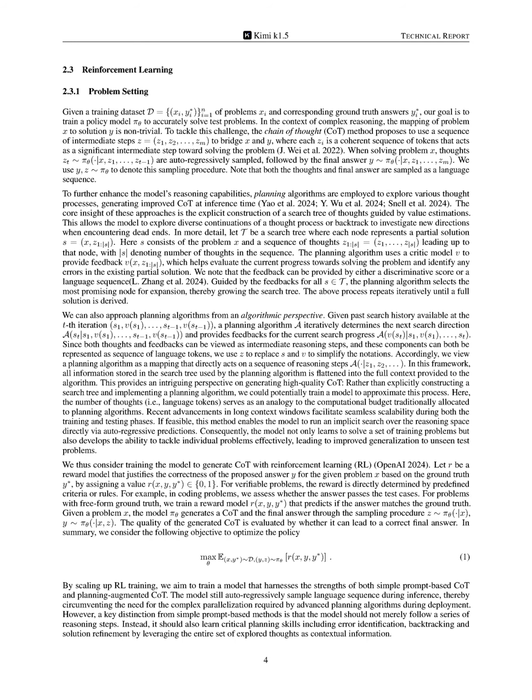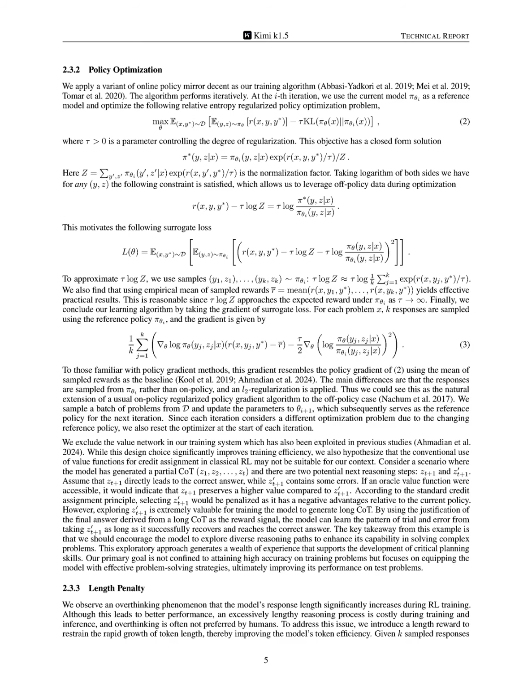During RL training, the model generates a sequence of reasoning steps, CoT, and final answers, with a reward model evaluating the correctness of these outputs based on ground truth answers. The optimization process employs a variant of online policy mirror descent, allowing the model to explore various reasoning paths and learn from both successful and erroneous attempts, ultimately enhancing its problem-solving capabilities through iterative feedback and exploration.